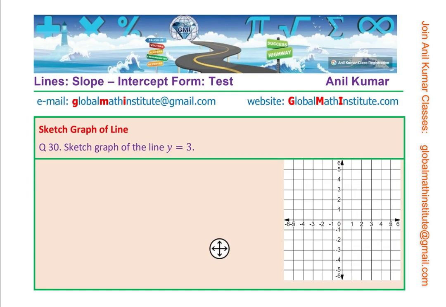Question number 30. Sketch the graph of line y equals 3. So it could be tricky for some of you. Well, straightforward. Y equals 3. You have to sketch this particular line.